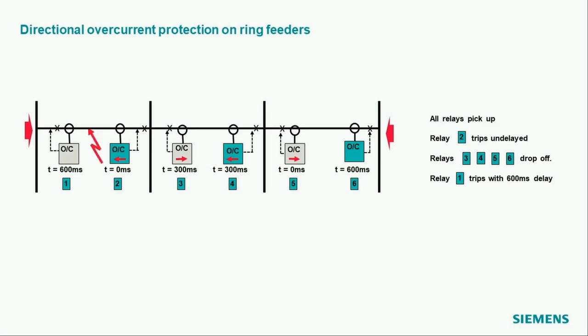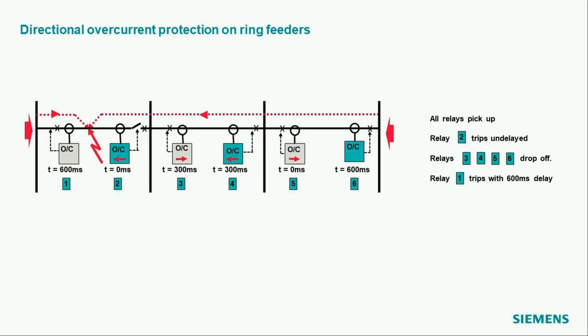And again, we can make this example: a short circuit on the left cable. Short circuit current comes from both sides. All relays will see the short circuit current. Some of the relays will block because the short circuit current is opposite to their setting. And then relay number 2 will trip, in this case undelayed.